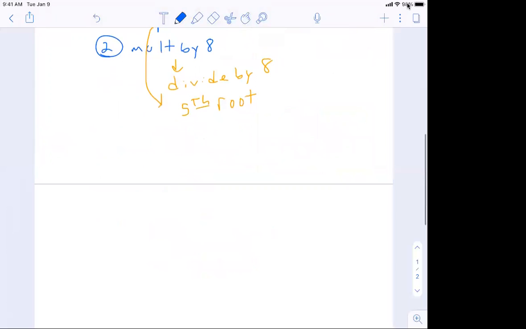All right, let's do another example. Let's say we had f of x is equal to x to the 1/3 minus 9. Okay, we want to find its inverse. We want to find the inverse of f.